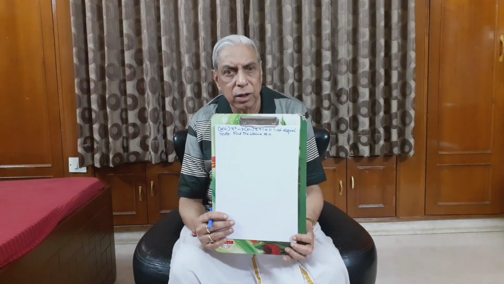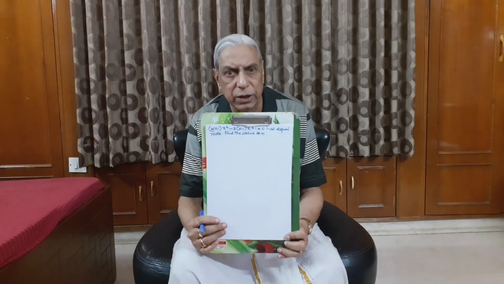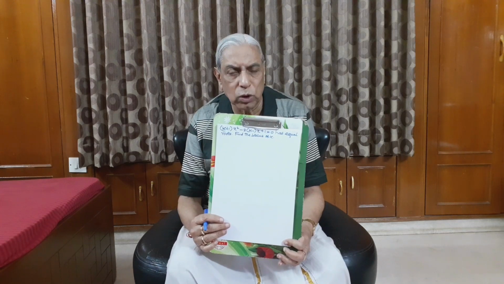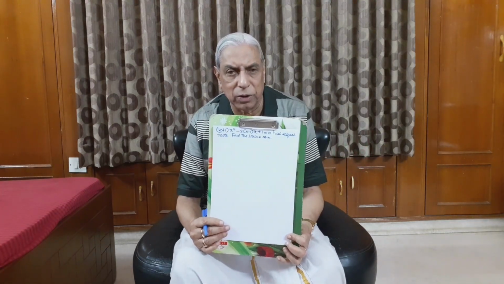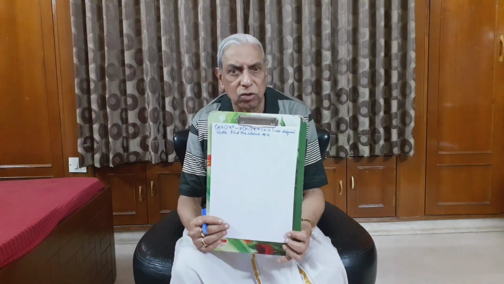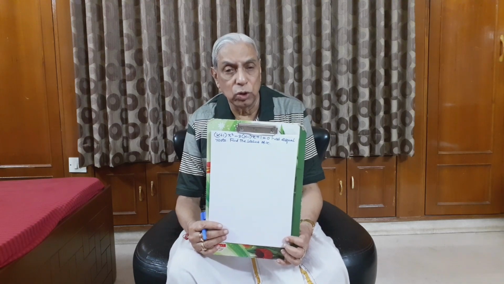K plus 1 into x square. Correct? K plus 1 into x square minus 2 times k minus 1 into x plus 1 equals 0 has equal roots. Find the value of, here not p, I have to find the value of k. It is a quadratic in x only.